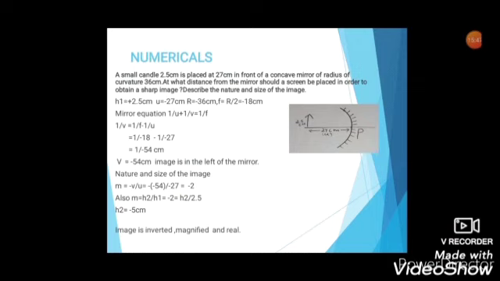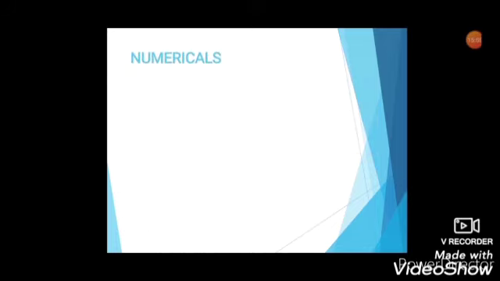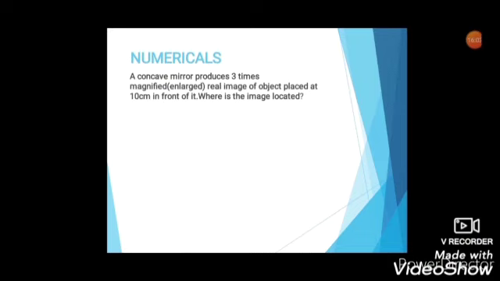Is that clear? So it's both parts of the question's answer, the position of the image as well as the nature and size of the image. Is that clear, children? Okay. Let's move on to the third one. A concave mirror produces 3 times magnified, that is, enlarged real image of an object placed at 10 centimeter in front of it. Where is the image located?